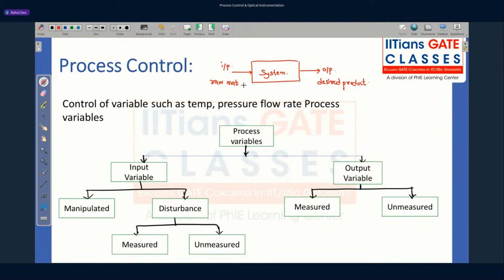Now, any process needs to be controlled. Why does it need to be controlled? Because there are various factors like disturbance, or sometimes even my input can vary, due to which the output may fluctuate, or we may get some undesirable product. So basically we need to control the process in case of external fluctuations, which we call disturbance, or fluctuations in input, so that my output or the desired product doesn't become undesirable. That is why we require the process to be controlled, and hence we call it process control.